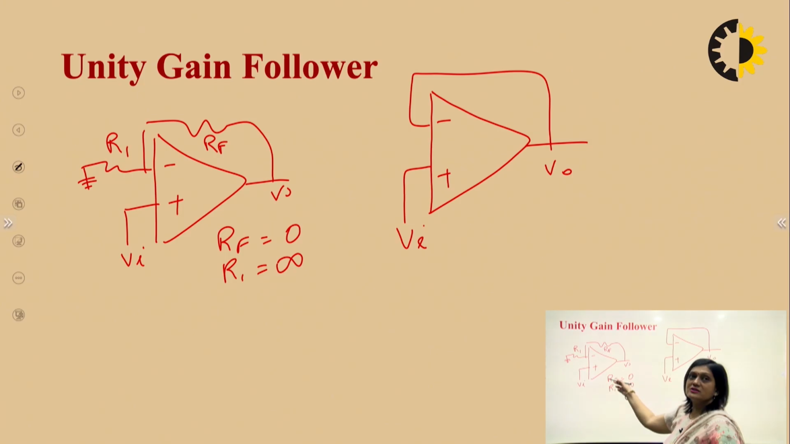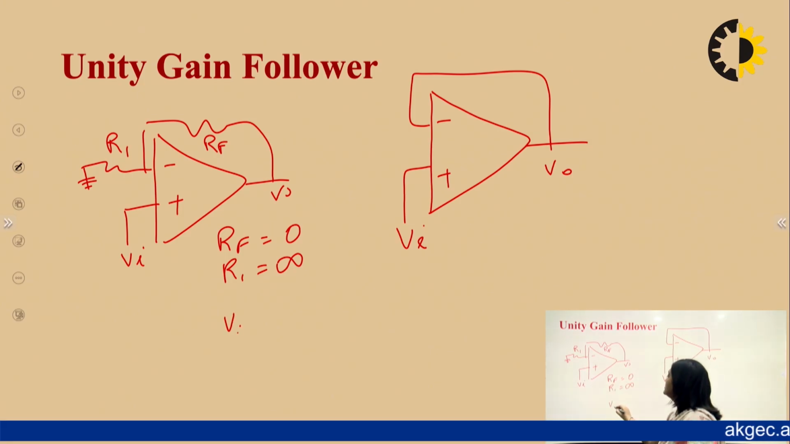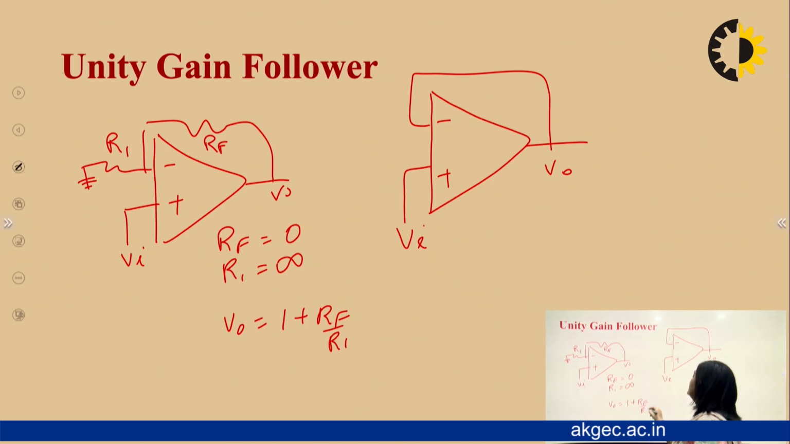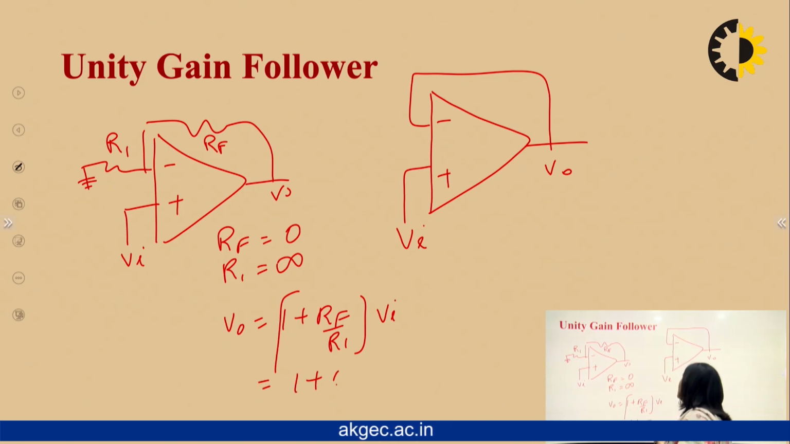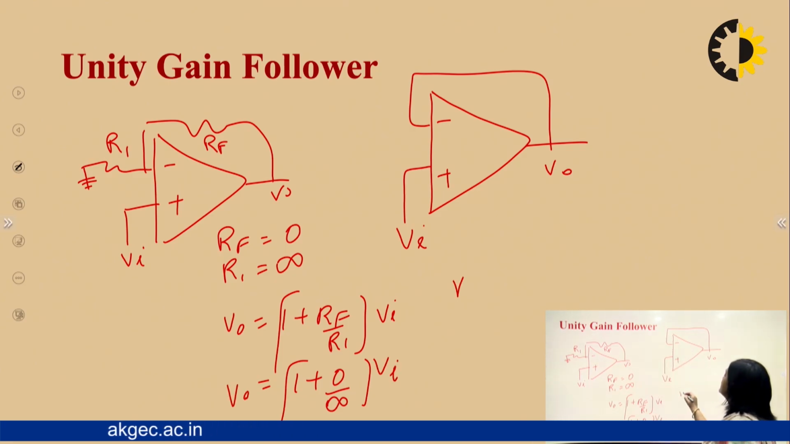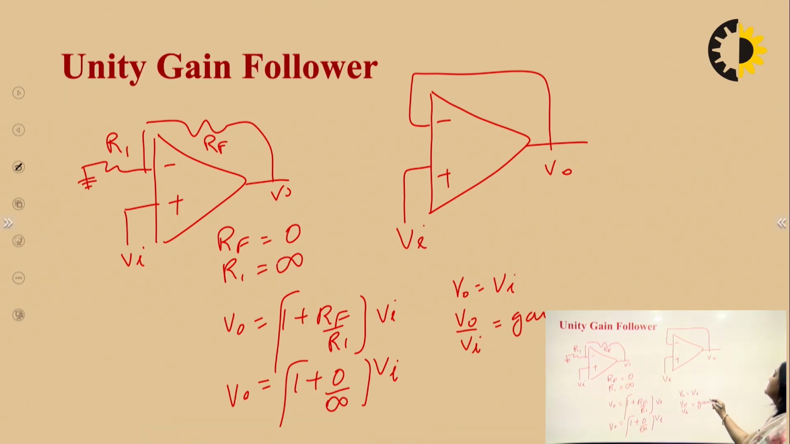Now if we take the formula for this, V0 is equal to 1 plus Rf upon R1. This we have derived in the last slide. So here we put 1 plus 0 by infinity. So we can write V0 is equal to Vi, or V0 upon Vi, the gain, is equal to 1. So this is the unity gain follower.